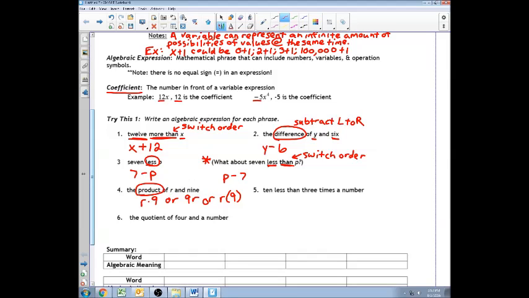Number 5 gets a little tricky. I have 10 less than 3 times a number. And a number is a little tricky as well. Well, less than tells us it's going to be subtraction, and we're going to switch the order. Times means multiplication, and there is no than, so we're not going to switch our order. If it says a number, it doesn't say what the number is.